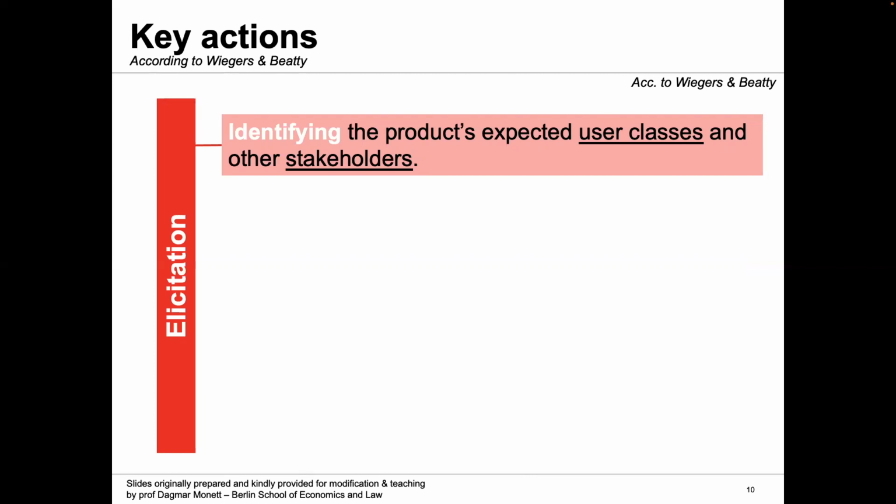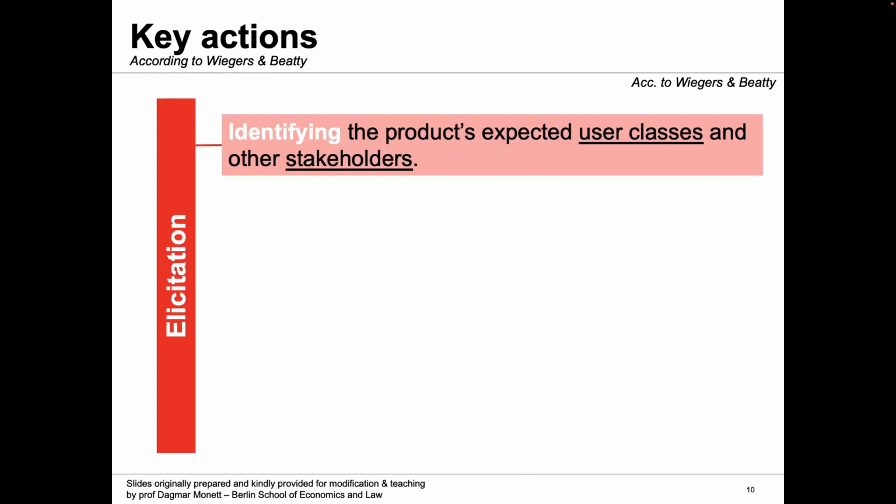Who are the people that will provide an insight into what they are looking for, and what should be developed? Who are those people that will tell me what needs to be developed, and where will I look for my requirements? So the first key action in elicitation is you identify the user classes, the product's expected user classes, and other stakeholders.